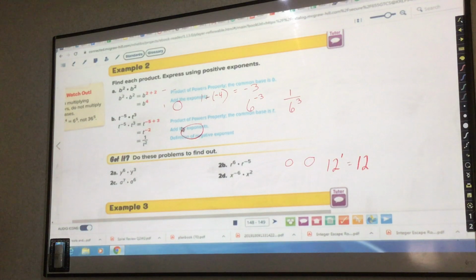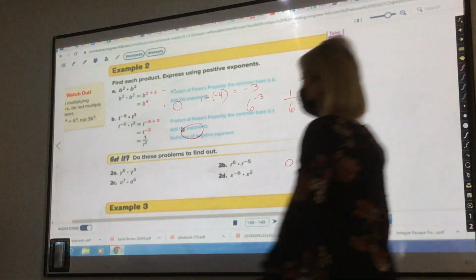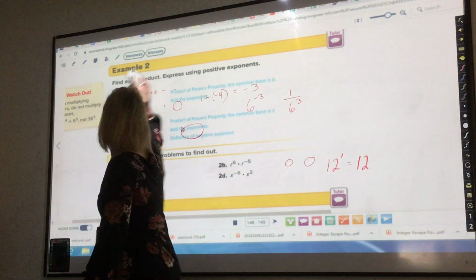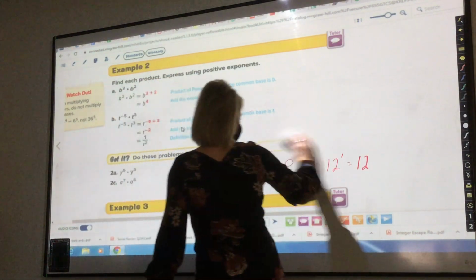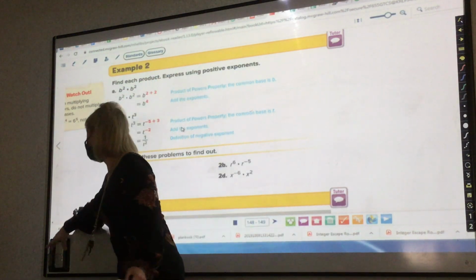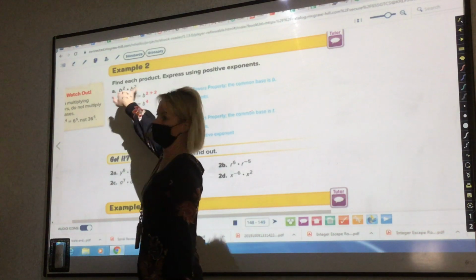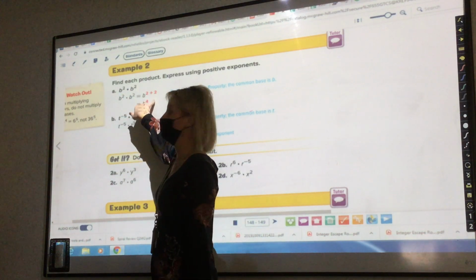Here we have it again, but we just have letters, variables. Do we do the same thing? Yes, we do. But your base is going to be b. So 2 plus 2 is 4, so it would be b to the 4th.